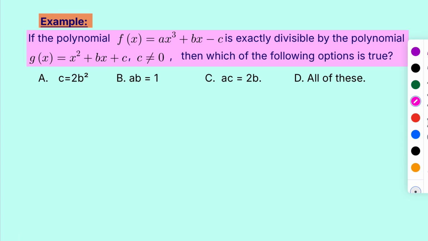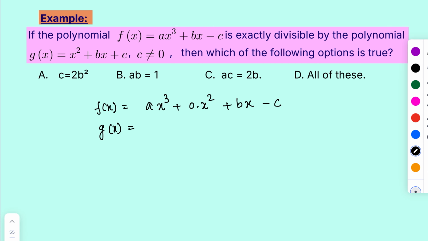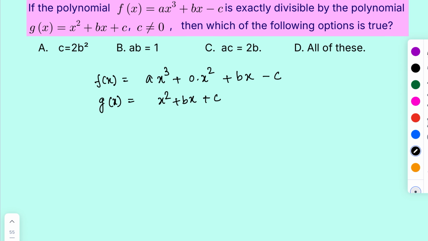If the polynomial ax cube plus bx minus c is exactly divisible by this polynomial, then which of the following options is true? Here f of x we will write as ax cube plus 0 into x square plus b into x minus c. This is the polynomial which is exactly divisible by g of x, that is equal to x square plus bx plus c.